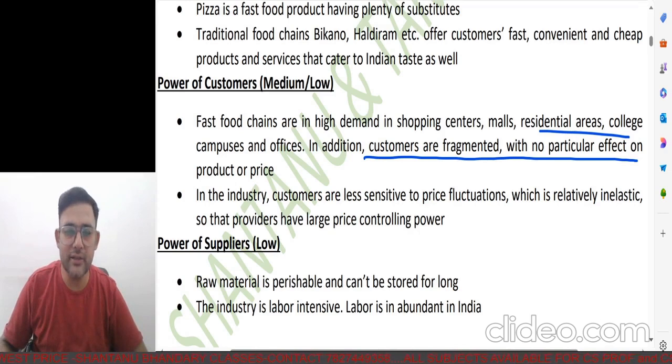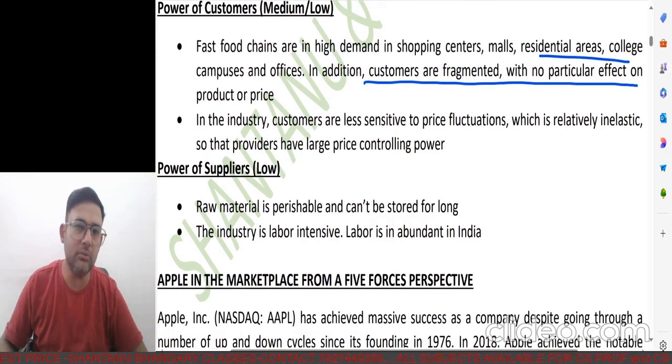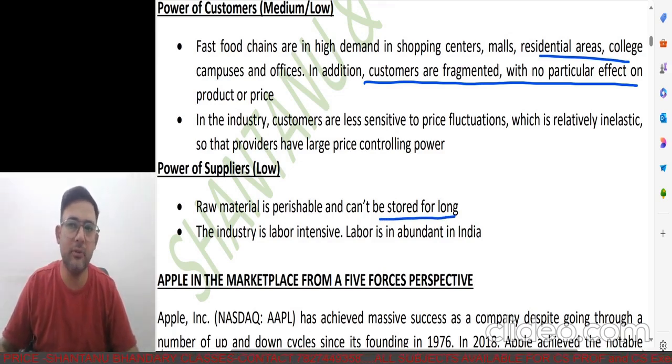Power of suppliers: it says the supplier has low power, because the raw material is perishable and the suppliers will have to sell it. Otherwise, what will happen? In pizza, there is a variety of ingredients, but if I talk generally, take vegetables as an example. As you would know, vegetables are not something you can store for a long time. If the vegetables are not taken, they will go bad, and nobody would be able to eat or use them, and it will be a total loss to the supplier.